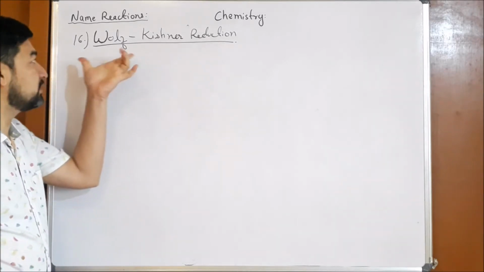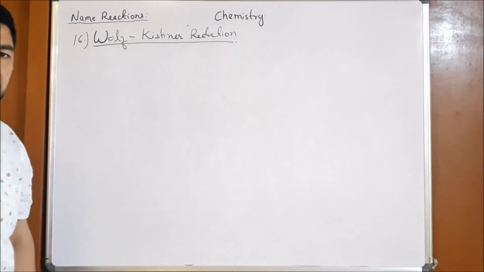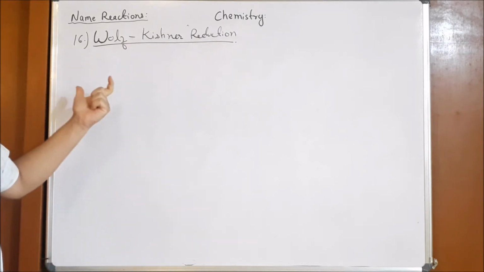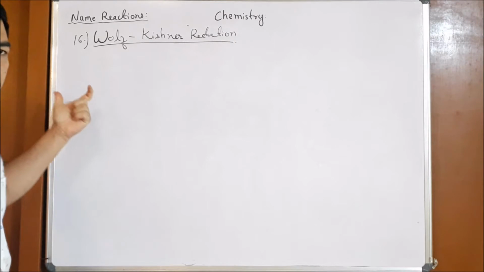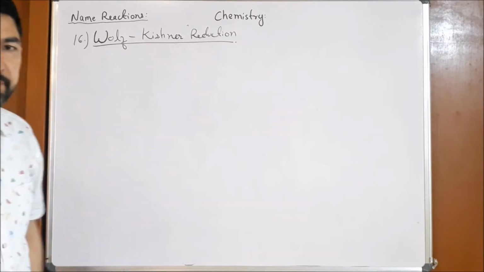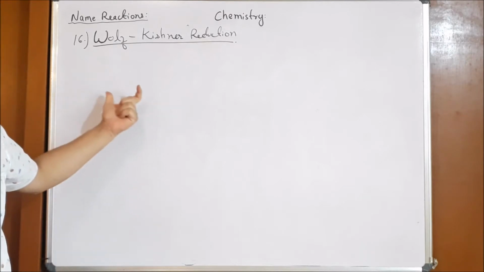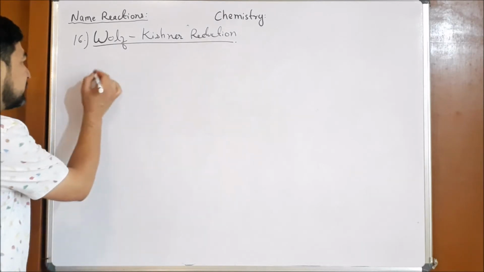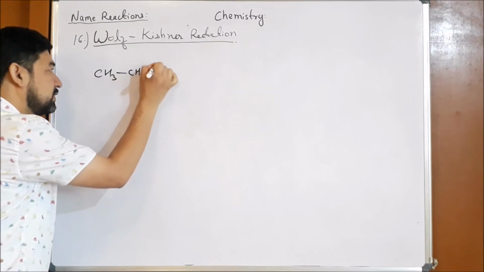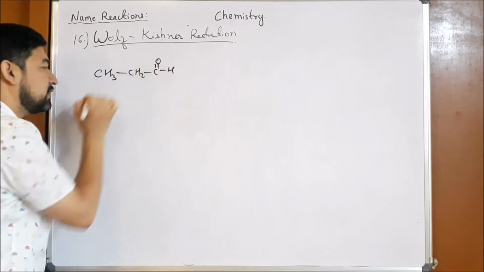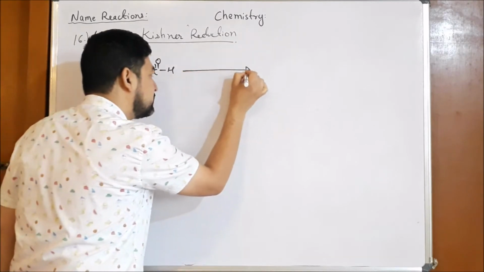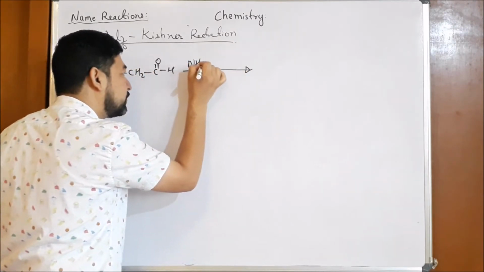Next I would like to discuss the Wolff-Kishner reduction. Same case. Here also aldehydes and ketones, which have the carbonyl group, are converted into CH2 group, right? In the presence of hydrazine. So we'll write the reaction. CH3 CH2 C double bond O. So we have taken the aldehyde. When it is treated with hydrazine, hydrazine is basically NH2.